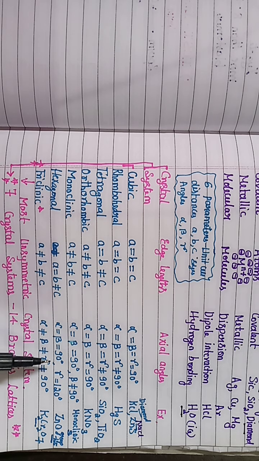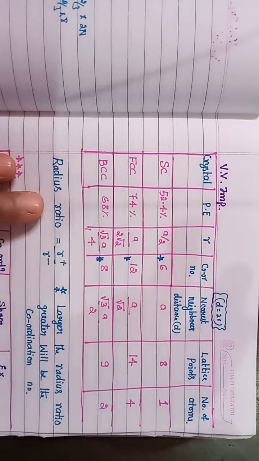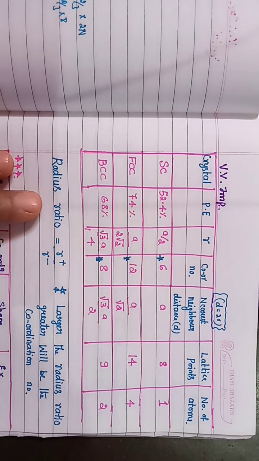This is about the edge lengths and axial angles. Potassium dichromate shows the triclinic crystal system, which is very important, as it is the most unsymmetric crystal system. Triclinic is considered the most unsymmetric because all the edge lengths are not equal and all the angles are not equal, which is very important for the exam. Remember, cubic and triclinic are opposites. From this table definitely one question you are going to get.